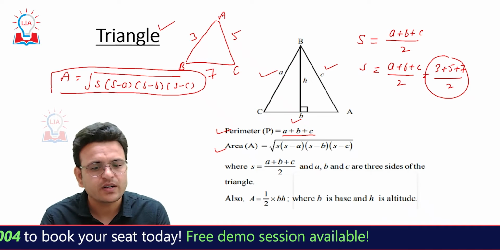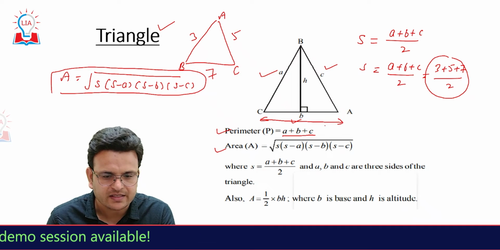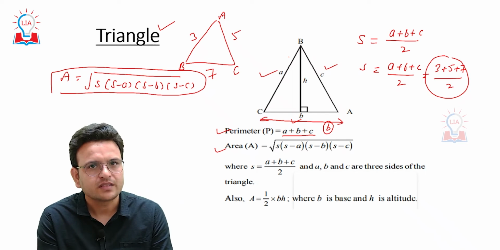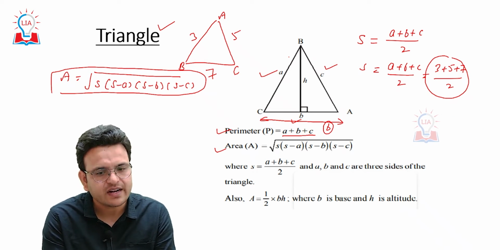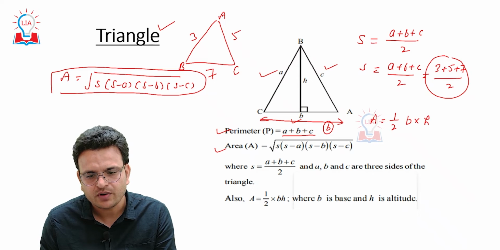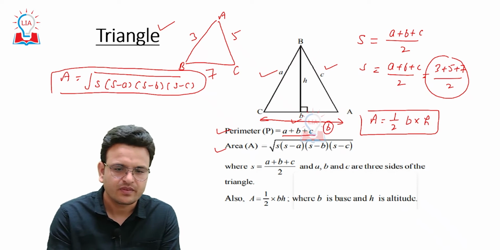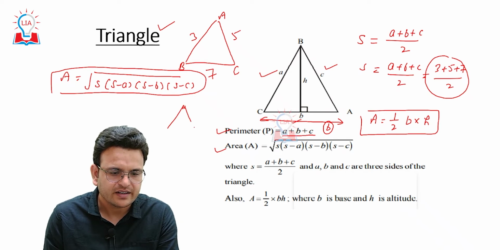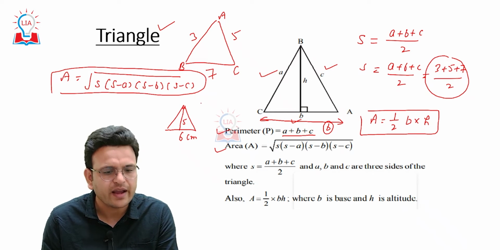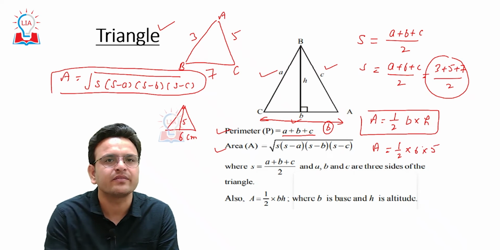Another way to get the area of a triangle, if we only have the lengths: we should know the length of the base, consider it is B, and the height of the triangle. If we know the base and the height of a triangle, then we can say that the area will be half base into height. That is another way to get the area of a particular triangle. Consider in a triangle the base is 6 centimeter and the height is 5 centimeter. What is the area? Area will be half, base 6 and height 5. We can get the answer.